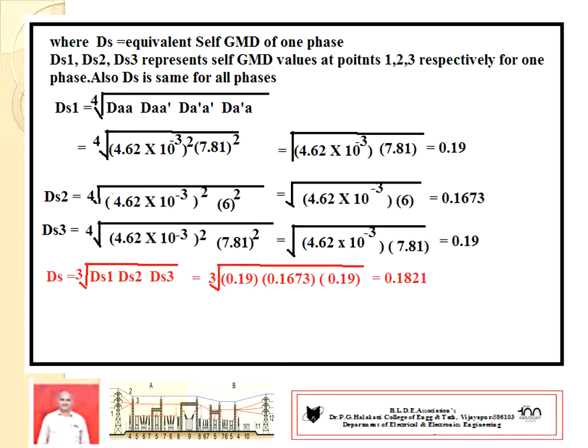Similarly, go for Ds2 and Ds3; the respective values you can take, and we get 0.1673, and Ds3 is 0.19. Then you go for Ds, the cube root of Ds1, Ds2, Ds3. So finally the Ds value we get is 0.1821.